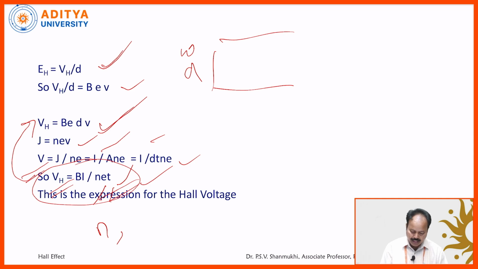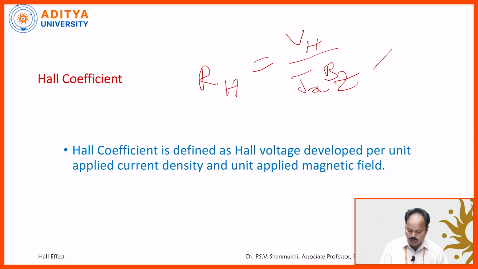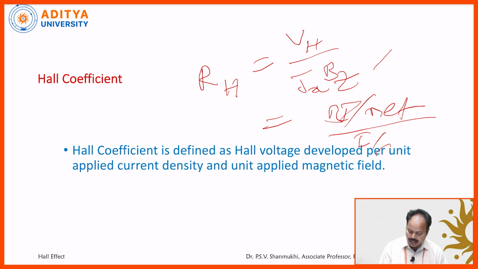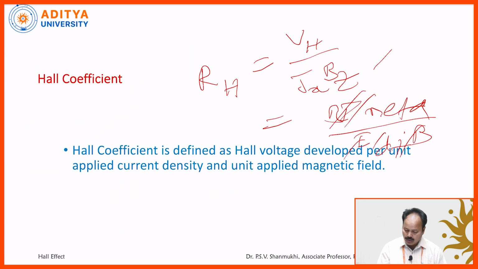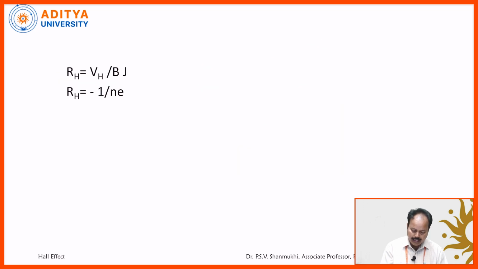Now, substitute this VH, BI by Ne into T, divided by J, which is I by A, means D into T, into B. Substituting all these parameters, B and B cancel, I cancels, DT cancels, Ne into D. All these parameters are cancelled except this one, that RH is equal to 1 by Ne, where N is the electron density, E is the charge of the carriers.